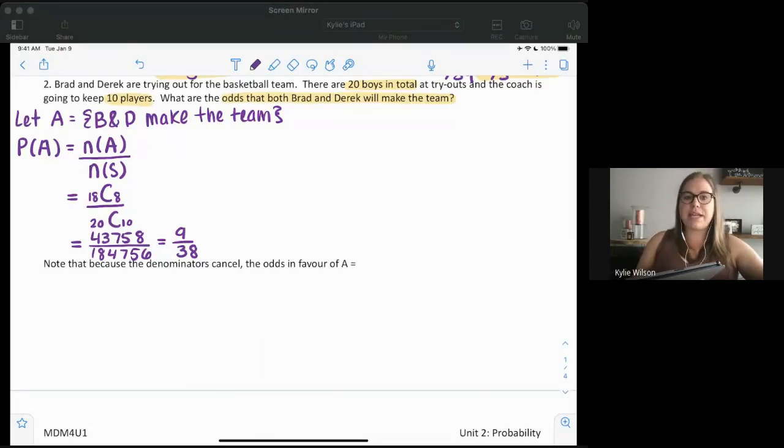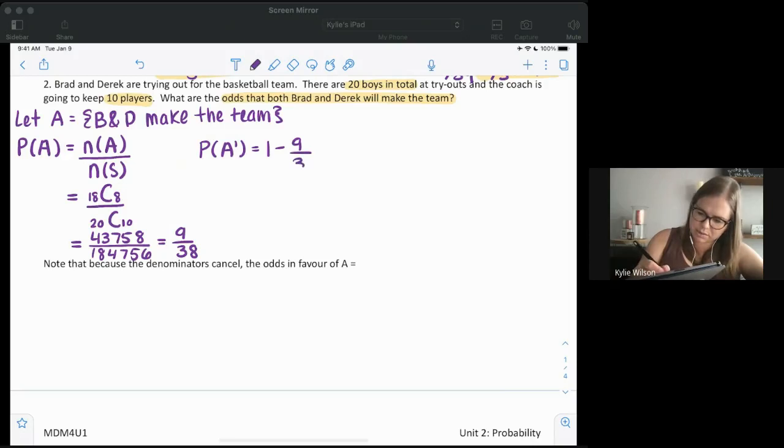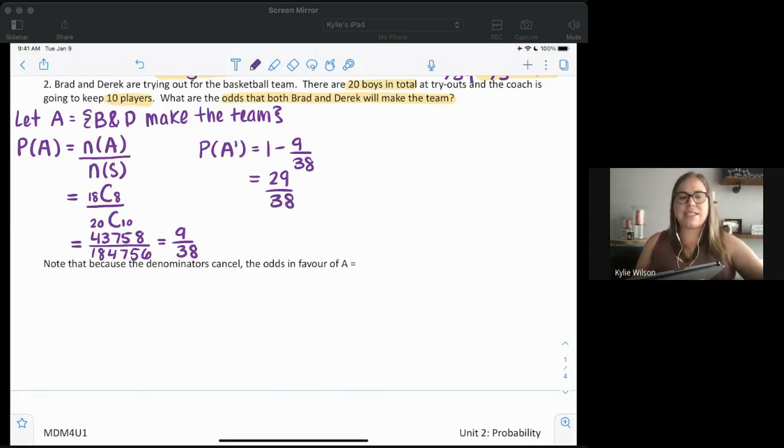So when we're finding odds in favor, we need to find the probability of the event happening, as well as the probability of the event not happening. So to find the complement, 1 minus the probability of the event happening, which will give us 29 over 38. And if that was a little bit confusing using the combinations within the probabilities, don't stress. That's what our whole next lesson is about, so you'll get tons more practice with that stuff.